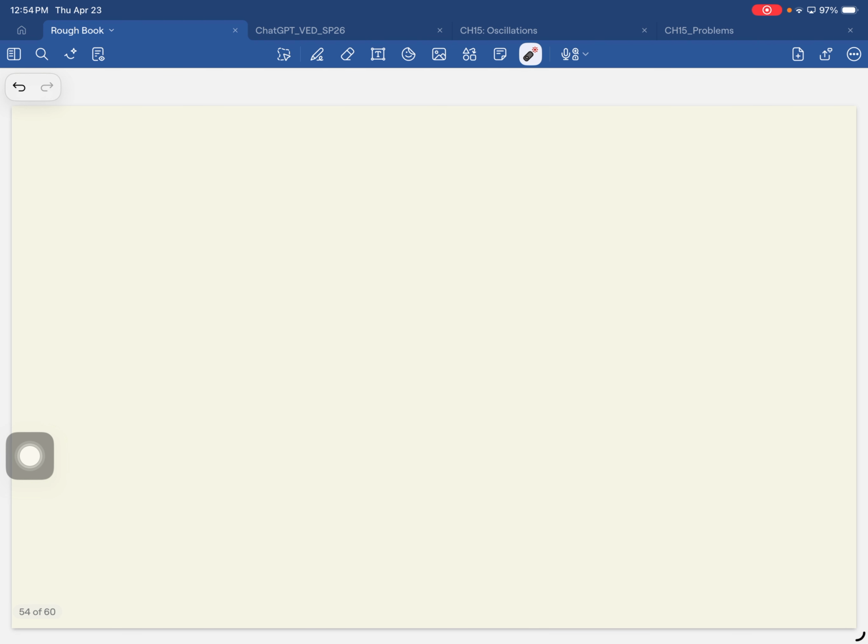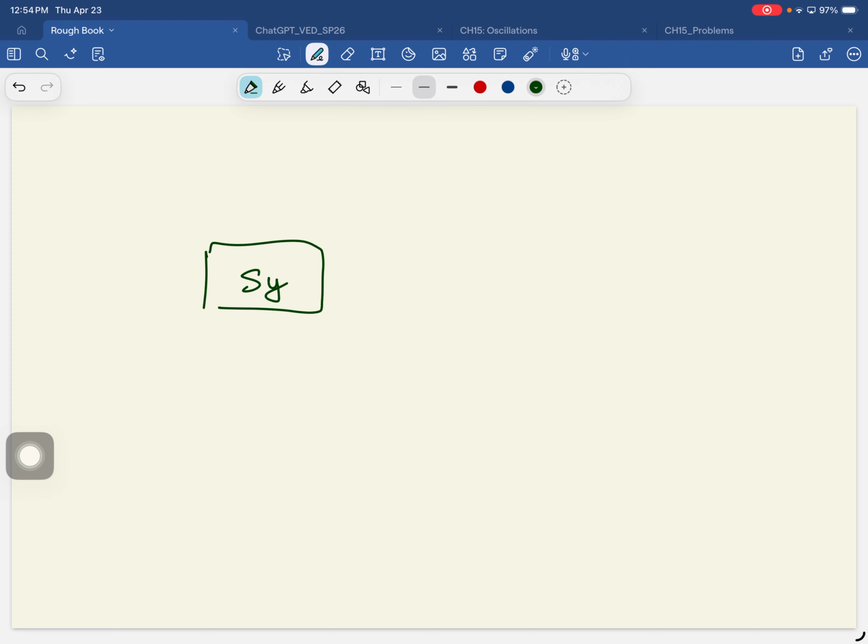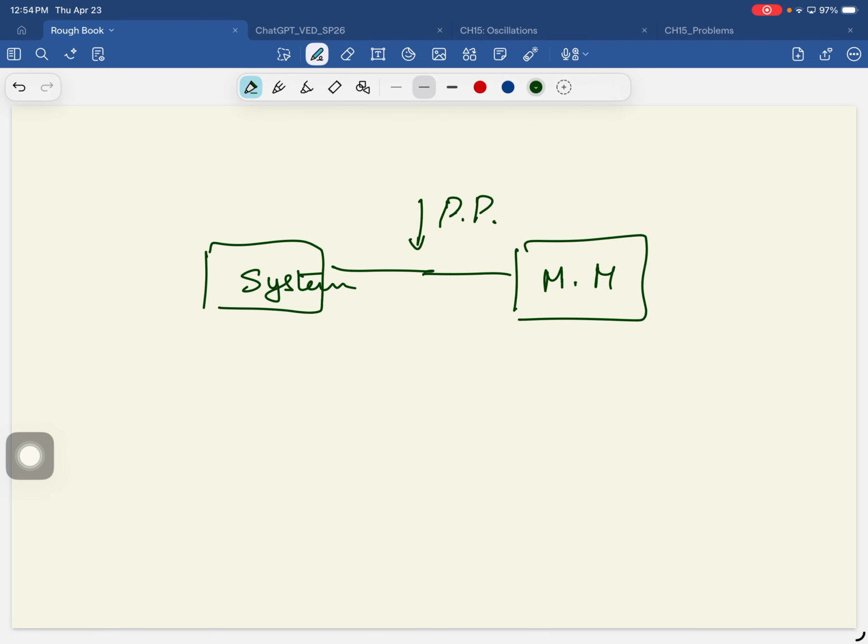So here's the recipe. Here's the system. Then you put in a physics principle, and you get a mathematical model for the system. And after you've had your differential equation class, you get your solution.